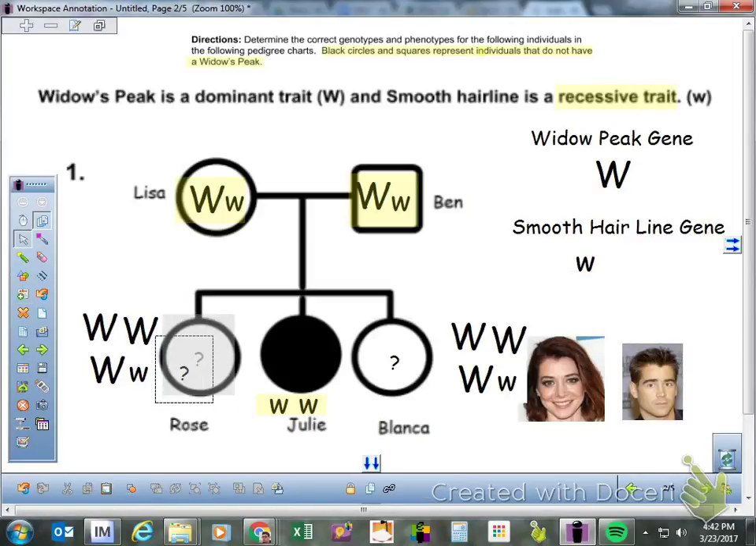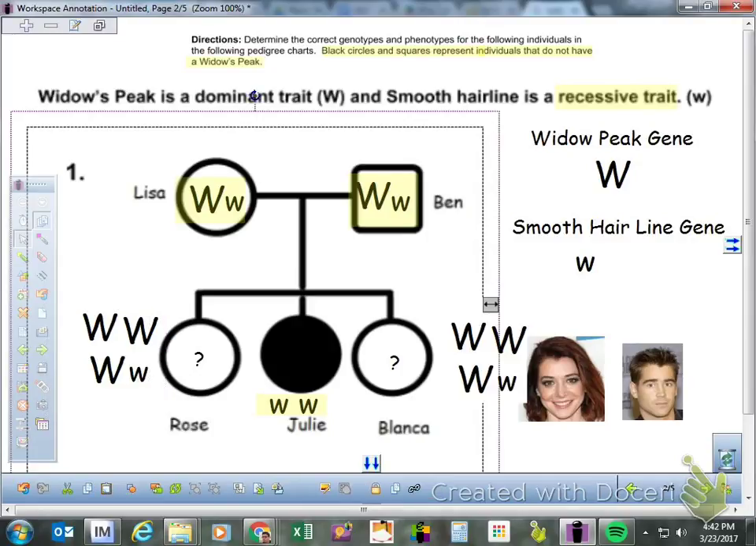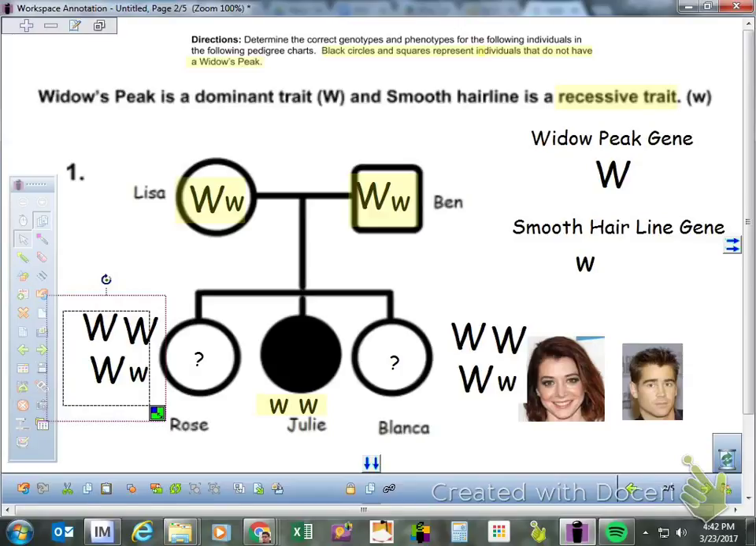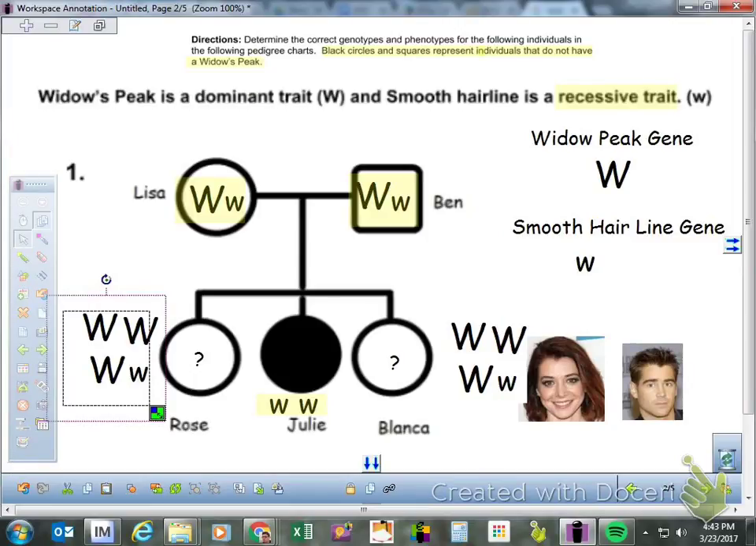Alright, because parents can give multiple. Now we can predict what's more likely. So we know that if we did a Punnett square, it's a 50% chance of them being heterozygous. There's a 25% of them being homozygous dominant. Okay, so make sure you guys understand when we can tell for certain, like in Lisa and Ben, the genotypes, and in Julie, but sometimes we just won't be able to tell for certain the genotype. Alright, so keep that in mind.